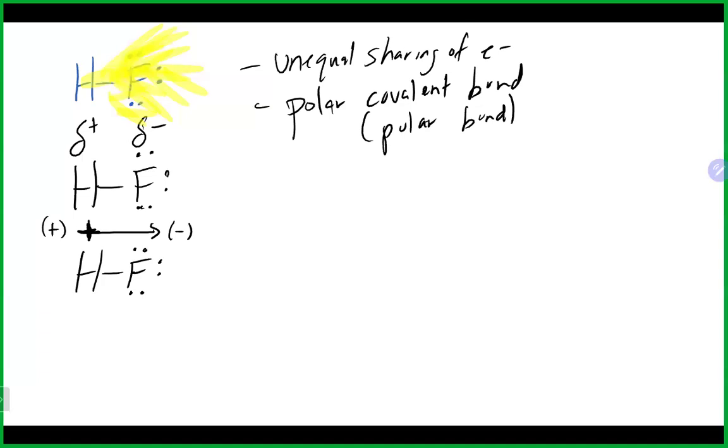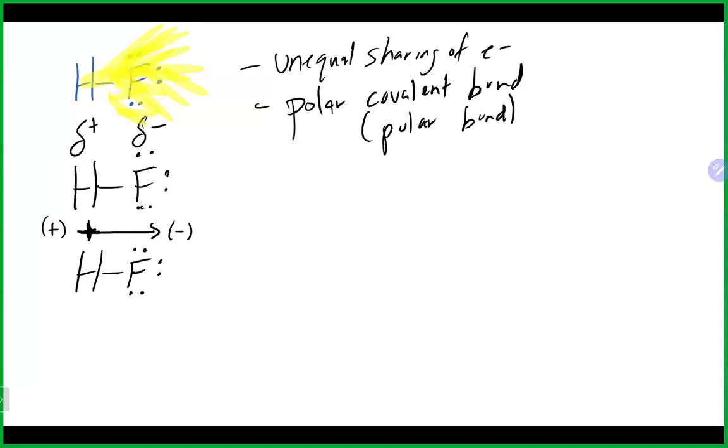Why does it create a partially positive charge and a partially negative charge rather than a full positive charge and a full negative charge in this case? Why is it only partially positive and partially negative? What do you think? I got time. I don't have a watch, but I have time.